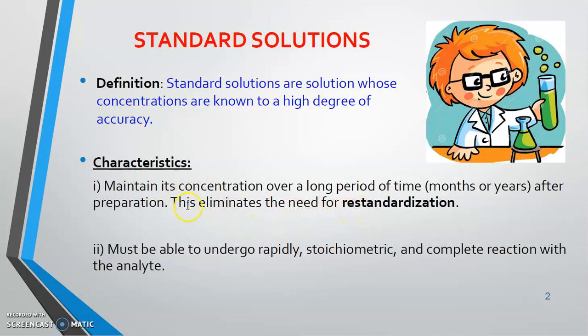Okay, so it's easy for you if, let's say, you have a solution whose concentration is really maintained, so it should be okay. For example, at home or in industry, an example is air sirap. The stock solution of the air sirap is a standard solution. Or for example, cordial is also an example of a standard solution. Alright. It must be able to undergo rapid stoichiometric and complete reaction with the analyte. So this one is for standard solution.